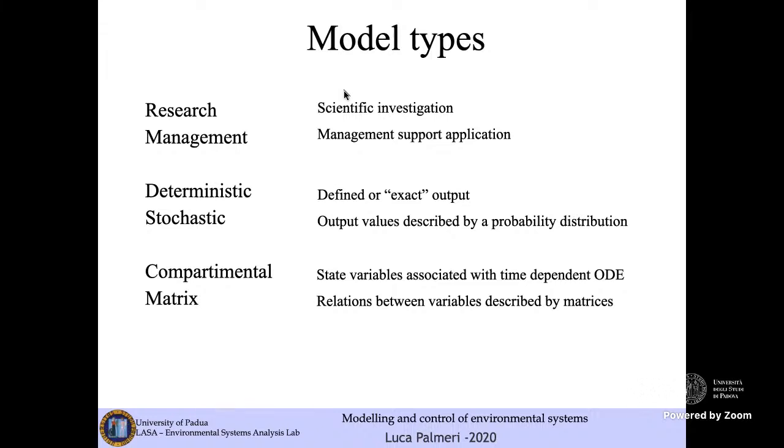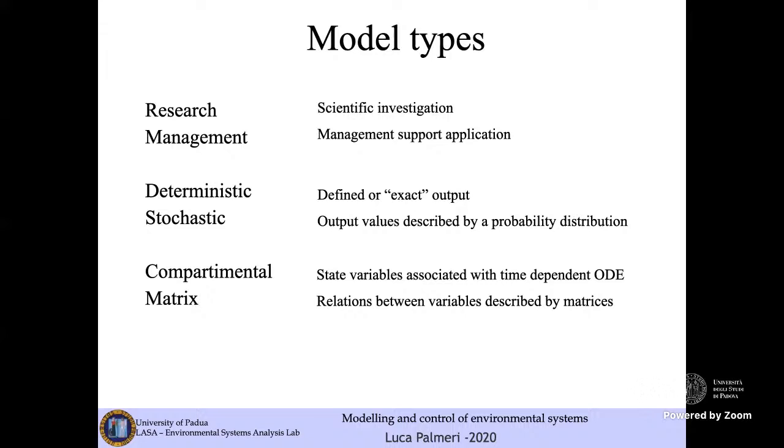Let's go down now a little bit more onto the model types. We are making a kind of review of what we have already said in the last 2 lectures. The first important distinction is that between research and management models. Research models are tools for scientific investigation, while management models are applications that support the management of living systems or of systems under study. So research and management models is the first distinction.